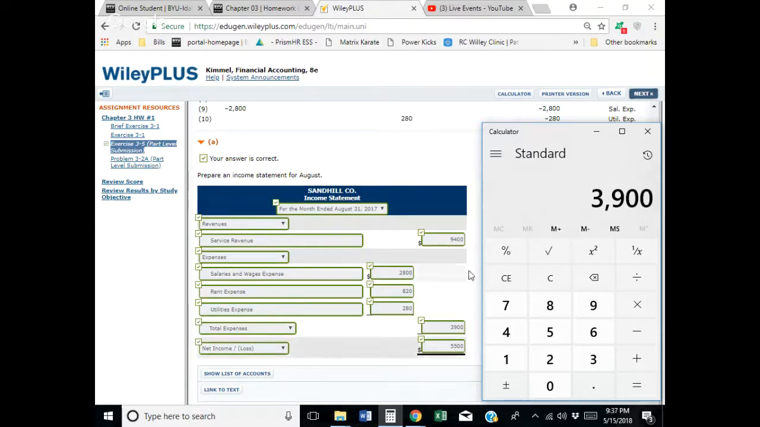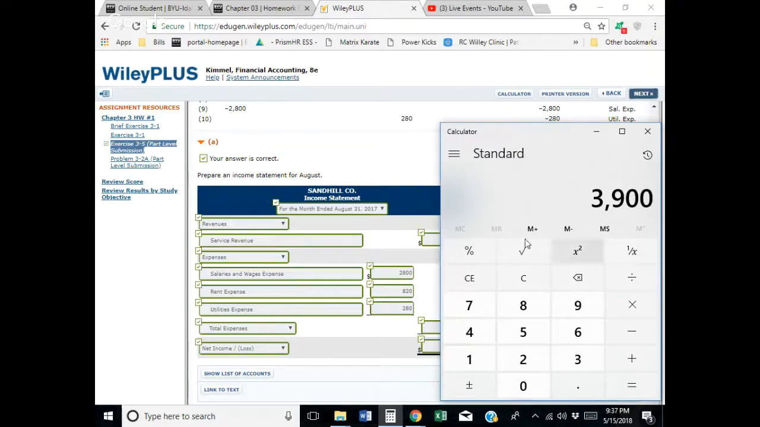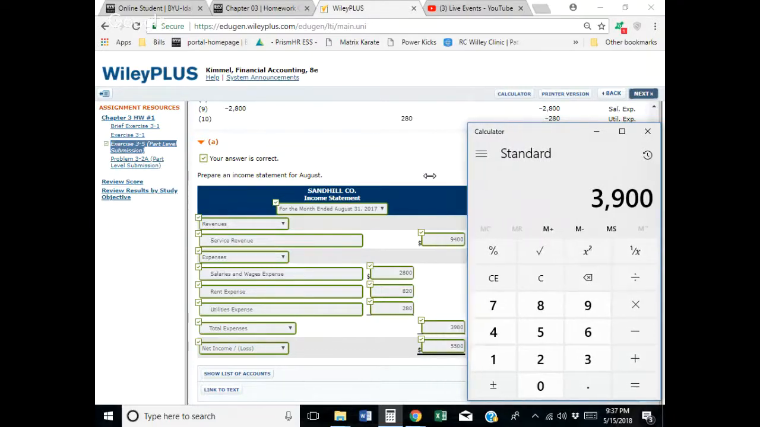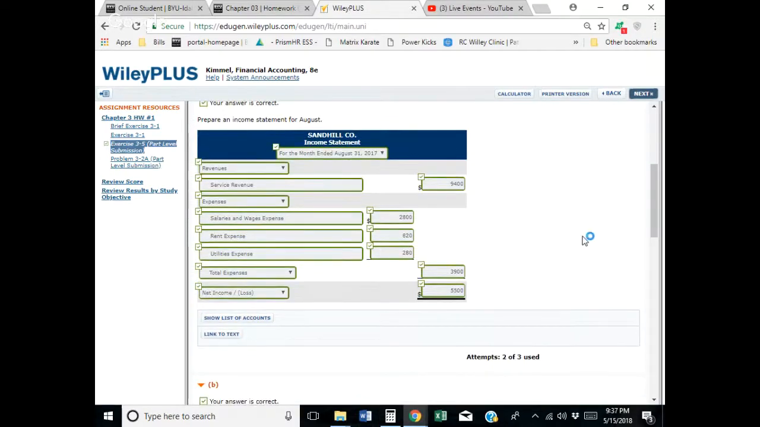Shown here in net income. Sorry, I did that backwards. So I take your total revenues, which were 9,400. You subtract your total expenses, which were 3,900. It gives you net income of 5,500, which you enter right here. So that's part A.